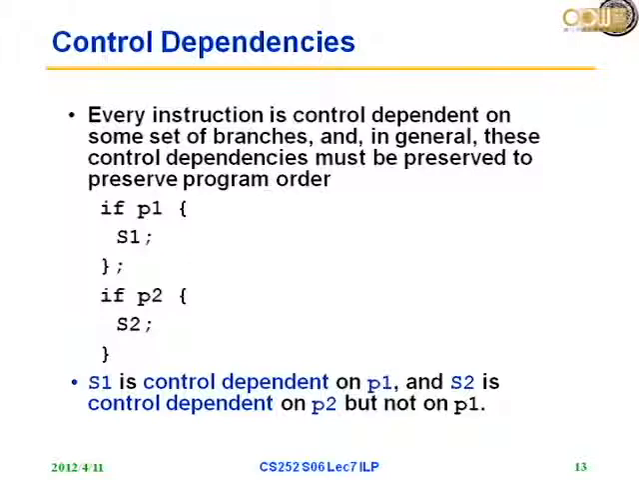Okay, control dependence. Every instruction is control dependent on some set of branches, and in general, these control dependencies must be preserved to preserve program order. So, do you know what is a control flow graph of a program? The control flow graph of a program looks like this.